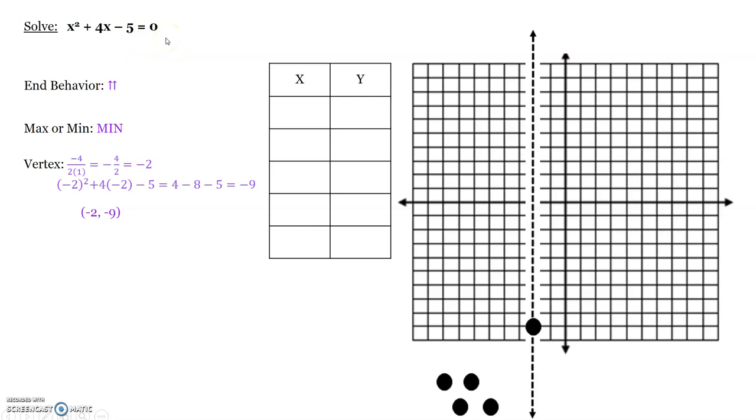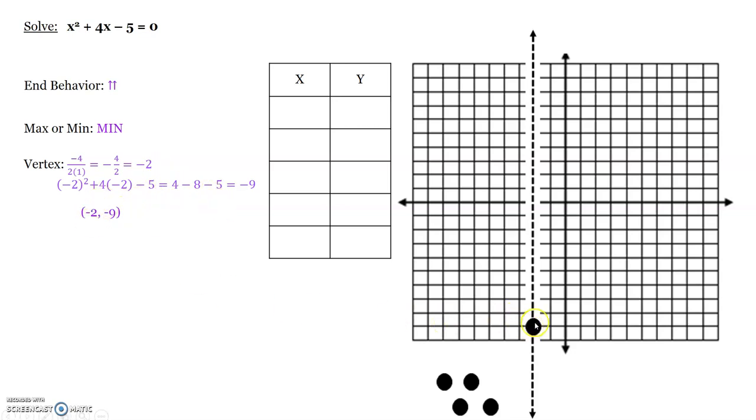So again, the first step, I want to know the general shape of my graph, so I know it's going to be opening up, and I'm going to have a minimum. So I first find my vertex. My vertex is going to be -4 divided by 2 times 1, which is -2. I'm going to plug that back into my equation, and I'll get -9 as my y value.